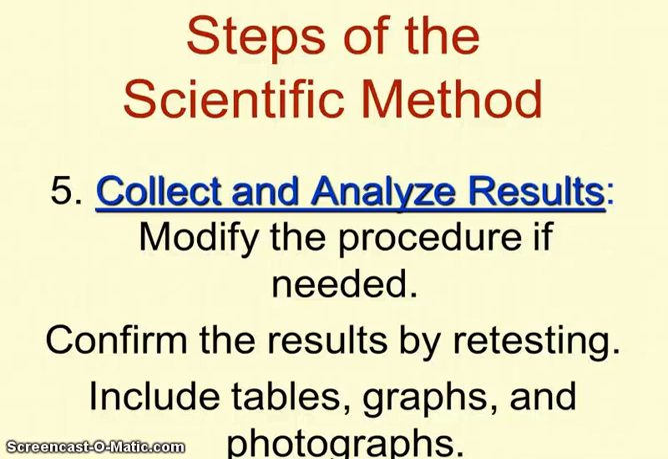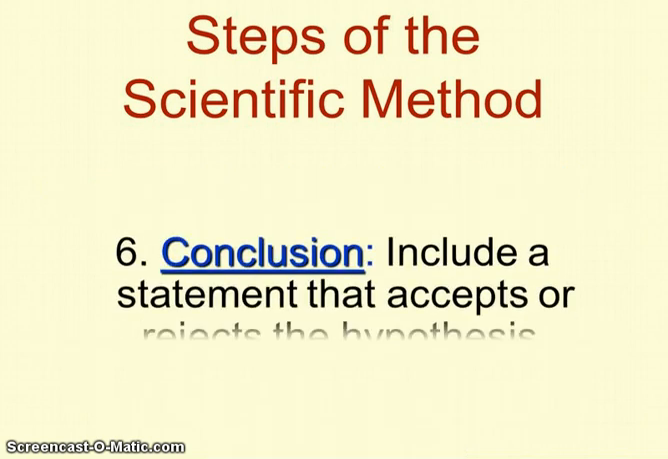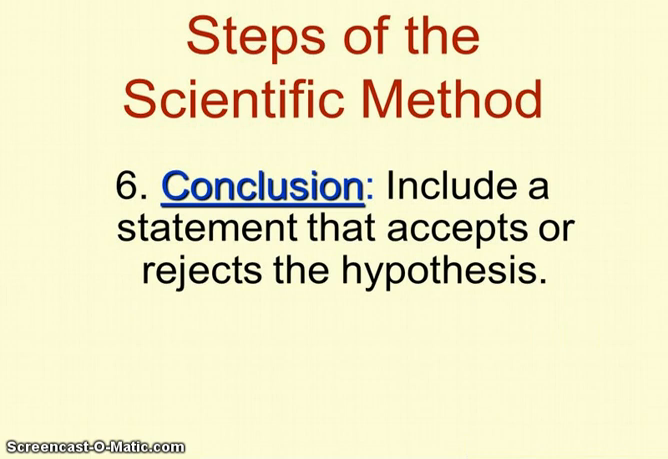All right, welcome to our fourth video in our series of Steps of the Scientific Method. We left off with our Step 5, collect and analyze your results. We talked about how we're going to confirm those results by retesting, doing it again at least 2 more times. So we have a total of 3 tests to get some good results and back up our findings.